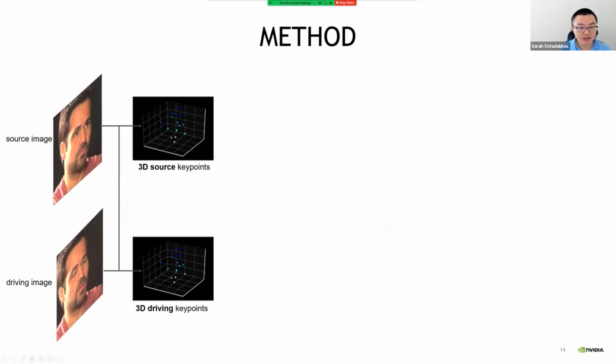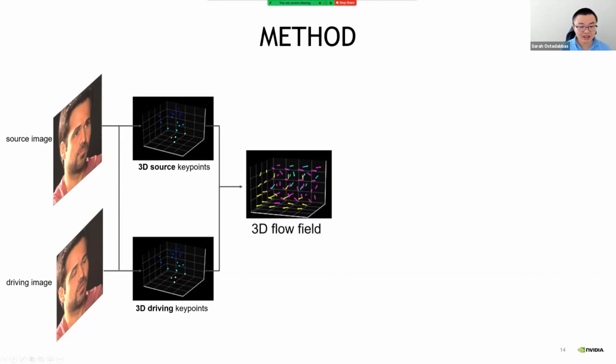All right, so let's talk about the method: the source image and the driving image. We first extract 3D source key points and driving key points, 3D key points from a single image. I'm not going to talk about it, but the way we learned the 3D key points was using self-supervised learning with some kind of key point equivariance loss, which has been a popular approach for key point estimation. And with these 3D key points, from the correspondence between the key points, we can build a 3D flow field.